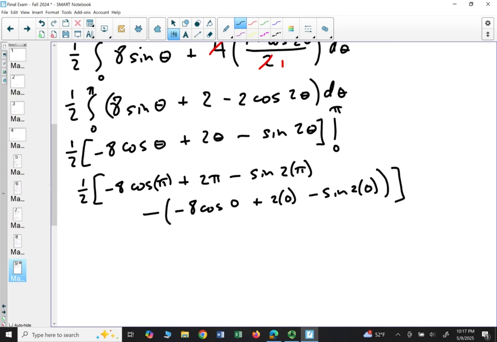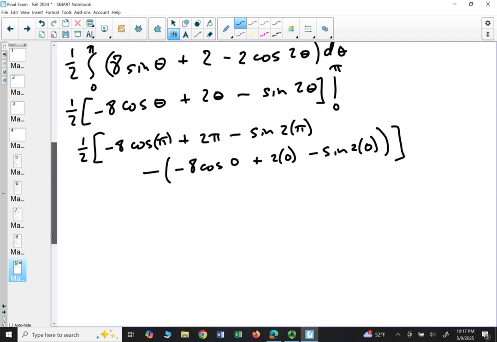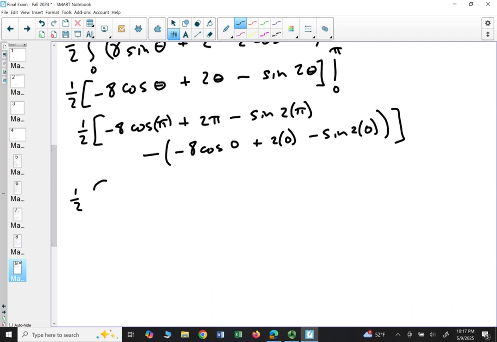Okay, so now what do we end up with? Cosine of pi is negative 1, plus 2 pi minus sine of 2 pi is 0, minus negative 8 cosine of 0 is 1, plus 0 minus sine of 2 times 0, 0. Sine of 0 is 0.